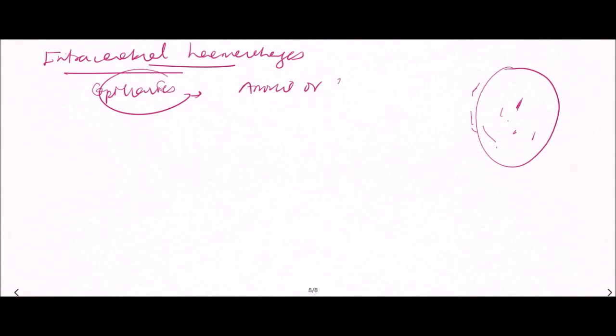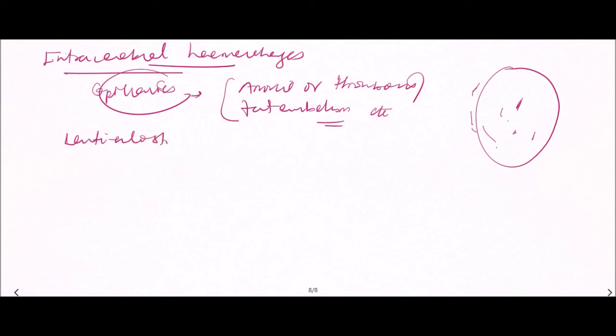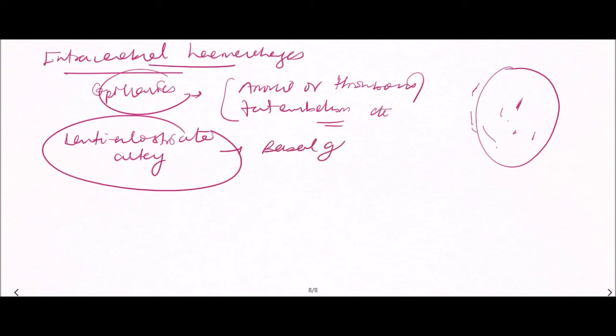There may be sinus thrombosis, there may be fat embolism and all. These are some of the conditions associated with intracerebral hemorrhages. Now, spontaneously, these can be seen in the region of the basal ganglia due to rupture of the lenticulostriate artery at the level of the basal ganglia.